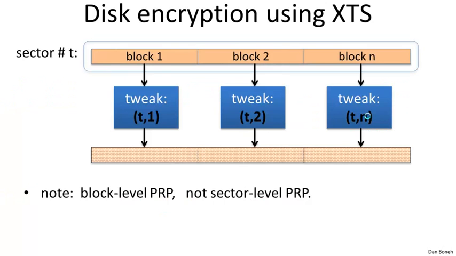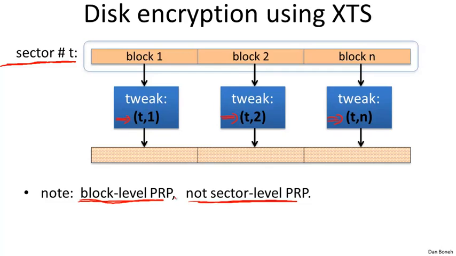So just to summarize, the way XTS is used for disk encryption is that we look at sector number T and break it into 16-byte blocks, and then block number 1 gets encrypted with a tweak T1, block number 2 gets encrypted with a tweak T2, and so on and so forth. And so every block gets its own PRP, and the whole sector as a result is encrypted using a collection of PRPs. Notice this is a block level PRP, it's not a sector level PRP. So it's not true that each sector gets encrypted with its own PRP, it's just that each block gets encrypted with its own PRP.